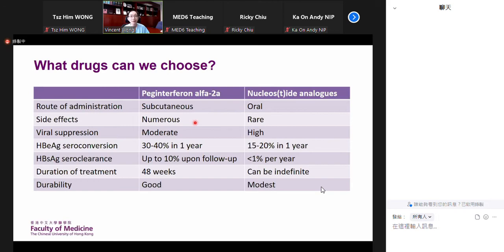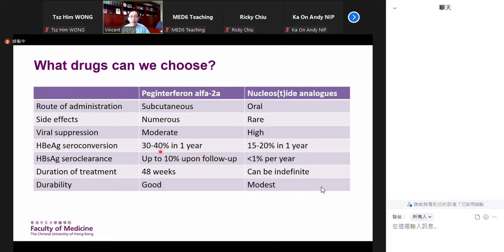Some people may have cytopenias or mood disorders. On the whole, PEG interferon only has moderate viral suppression, but because of the immune modulatory effect, it can enjoy a higher rate of E antigen seroconversion of 30 to 40% in 1 year.